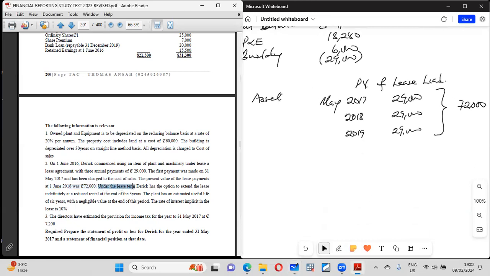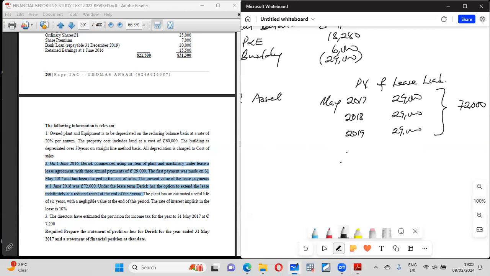And it says that under the lease, Derek had an option to extend the lease indefinitely, at a reduced rent at the end of the 3 years. So listen, if the question says something like this, you have a choice, because from IFRS 16, we said that if the people will extend the lease, then the useful life will change. Okay, so now the lease liability, the PV of the lease liability, is 72,000.